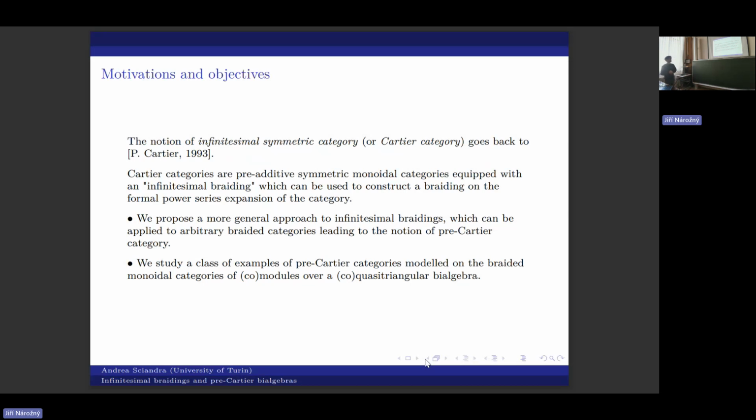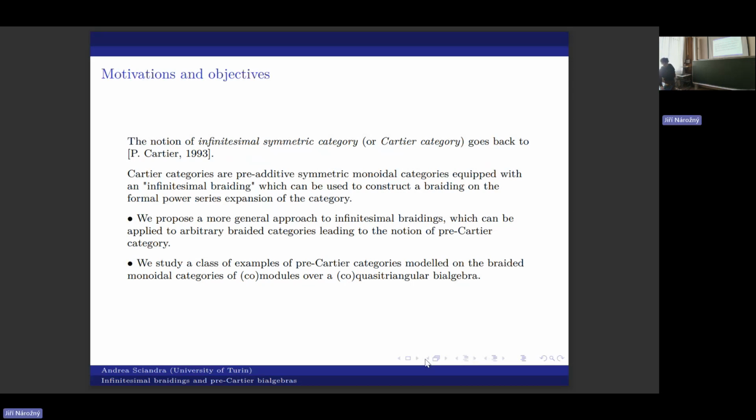And what we want to do is first propose a more general approach to infinitesimal braidings that can be applied to arbitrary braided categories, so not symmetric, but just braided. So introducing the notion of pre-Cartier category, and then study a class of examples of pre-Cartier categories based on the category of left modules and comodules over a quasi-triangular or a co-quasi-triangular bialgebra.